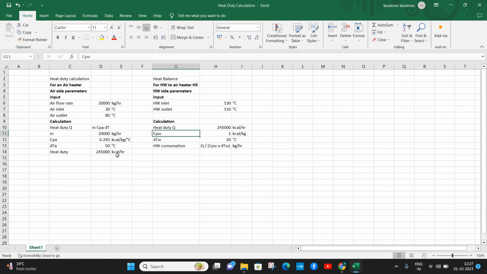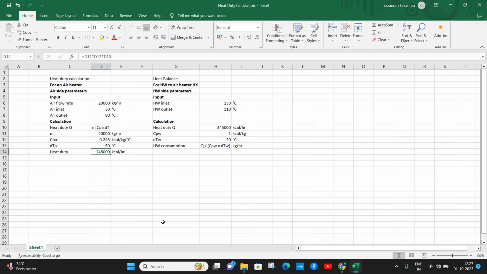Now you can go to the previous tutorials to see how we calculated the heat duty on the air side, and then you can also visit the tutorial where we have done the heat balance for the steam to air heat exchanger. And now in this example we are going to see how we are going to do the heat balance for hot water.